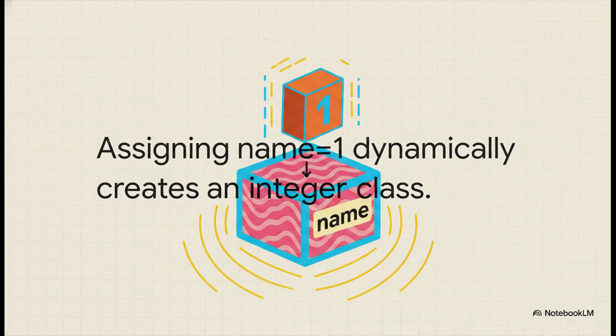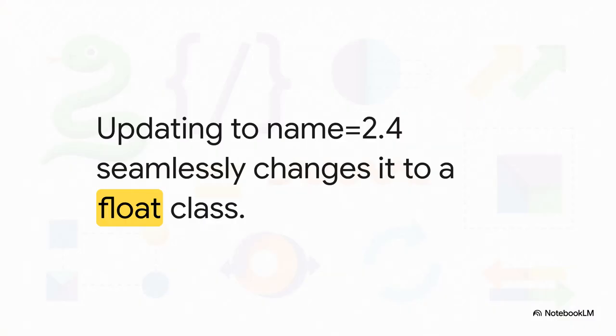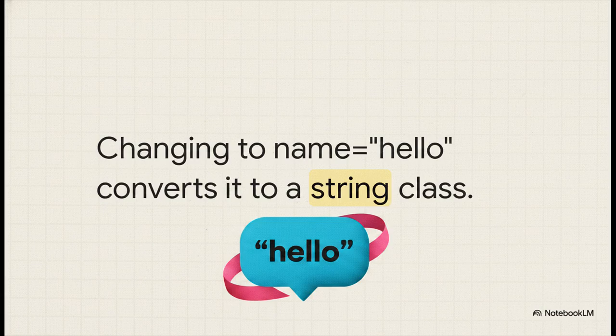If you type name equals 1, Python instantly looks at that whole number and automatically types the variable for you. Boom, it outputs class int. But watch what happens if we update that exact same code snippet to name equals 2.4. It doesn't crash, it doesn't throw an error. The container just seamlessly adapts. It dynamically shifts right into a float class. And if we change it one more time to the string hello in quotes, it transforms yet again, outputting class str. This incredible fluidity is exactly why developers can write Python code so fast. You're not stuck micromanaging memory types all day long.